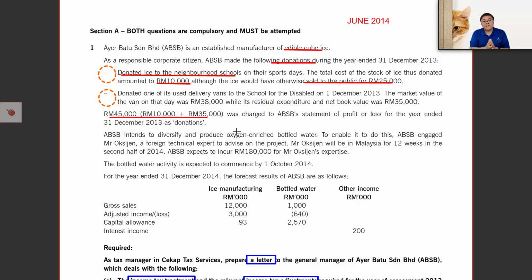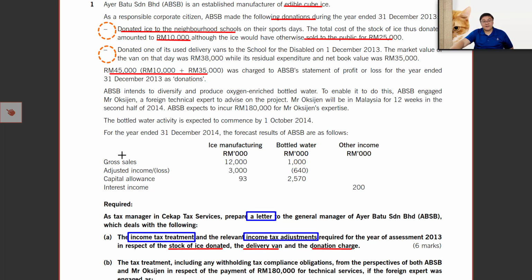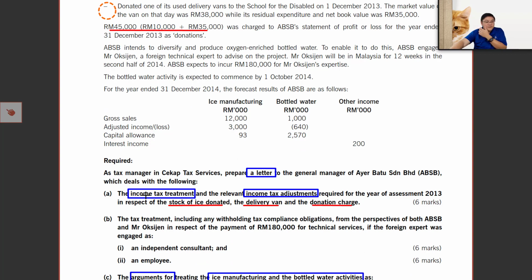You have to tell the fellow, because the law says donation must be cash. Must be to an approved institution. So unfortunately, you donated in kind, so you won't qualify. So sorry about that. You won't be able to get deduction for your donation. Now, I think that itself would have helped us to answer part A.